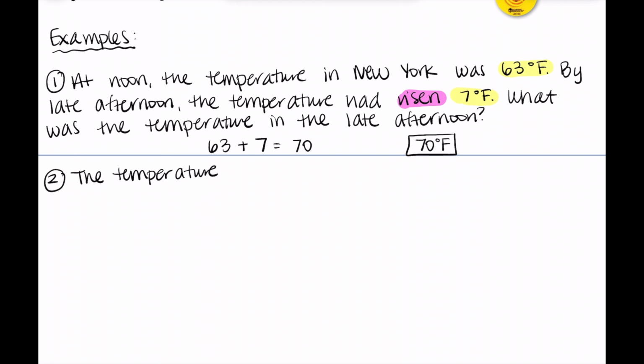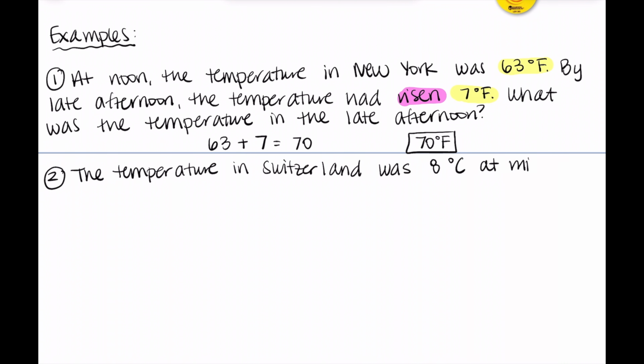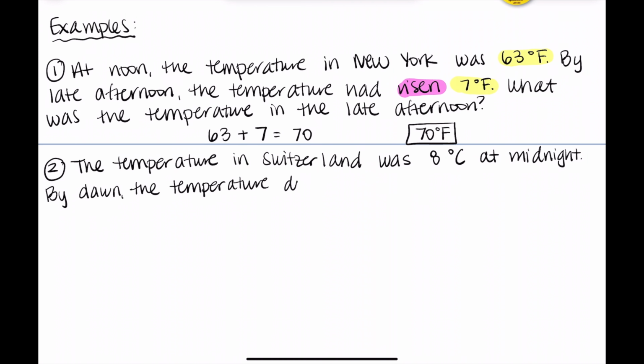For number 2, it says that the temperature in Switzerland, so Switzerland is outside of the US, right? We're expecting it to be measured in Celsius. So it says that the temperature in Switzerland was 8 degrees Celsius at midnight. By dawn, the temperature had dropped 12 degrees Celsius. What was the temperature at dawn?